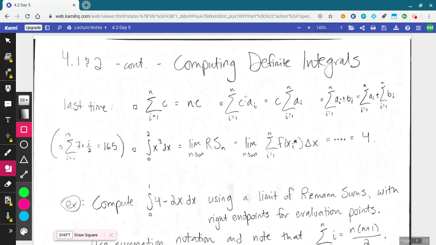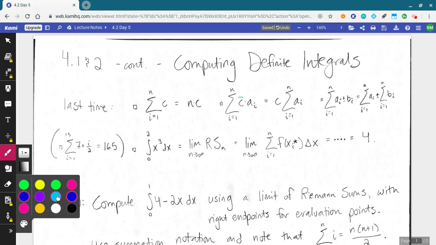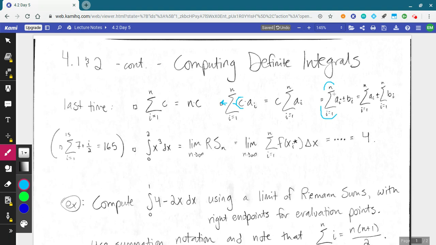We saw that with constants, if you add up a constant n times, you get n times that constant. We saw with constant multiples that we could just pull those out outside the summation, and this was just pulling out a common factor. And we saw also that if we are summing over either a sum or difference of things, that summation distributes nicely to each of those pieces.